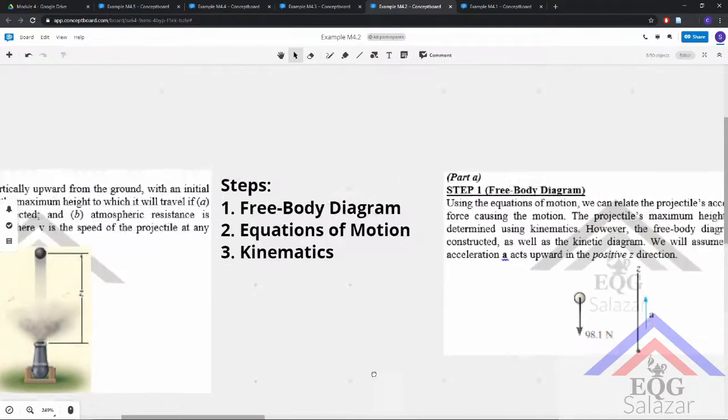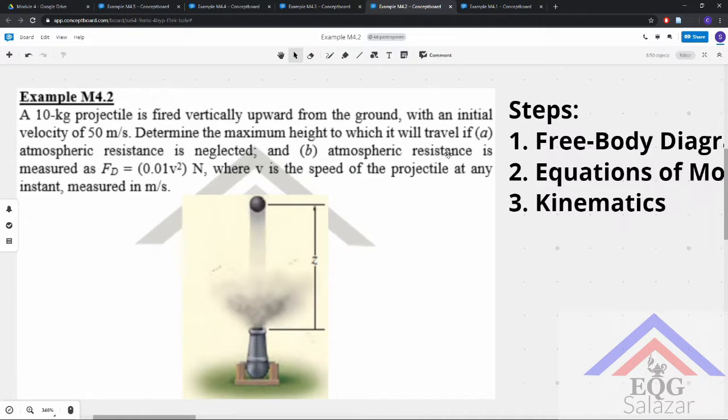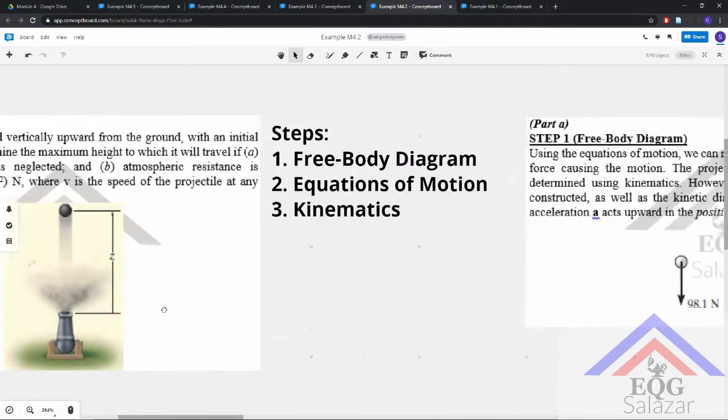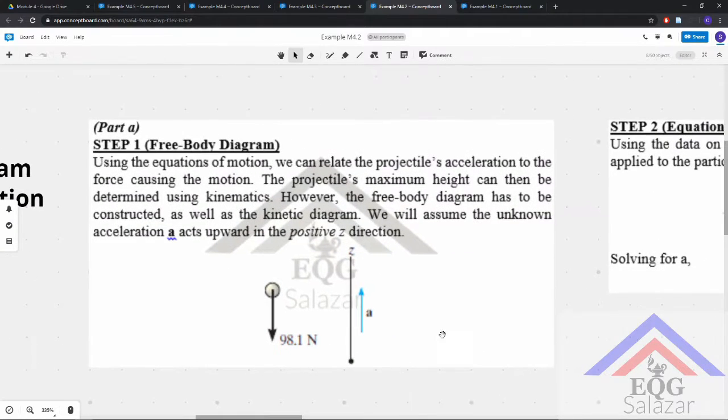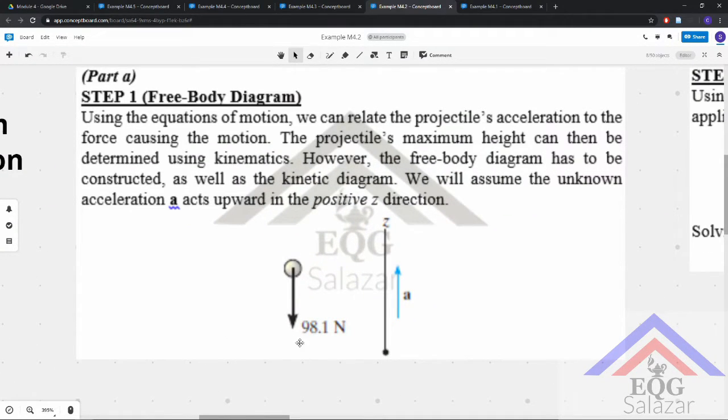Drawing out the free body diagram for part A, we will be doing this in 2 parts: where atmospheric resistance is neglected, and then where atmospheric resistance is factored in. For part A, we draw out the free body diagram shown here, where this is the particle. We only have weight coming down, which is 98.1 newtons, from the 10 kilograms times the gravity, which is 9.81 meters per second squared.